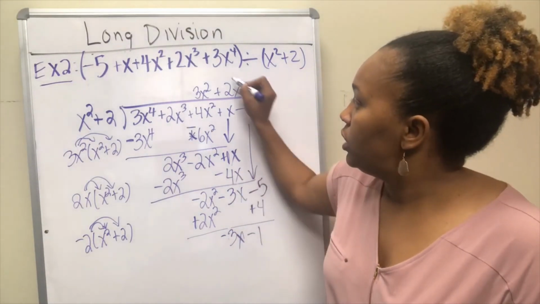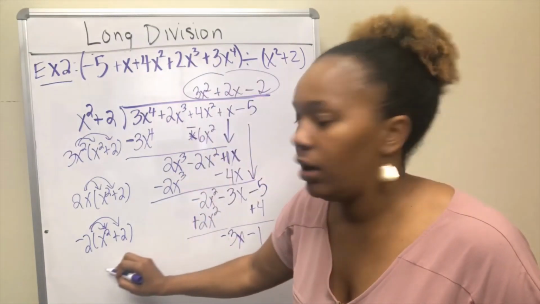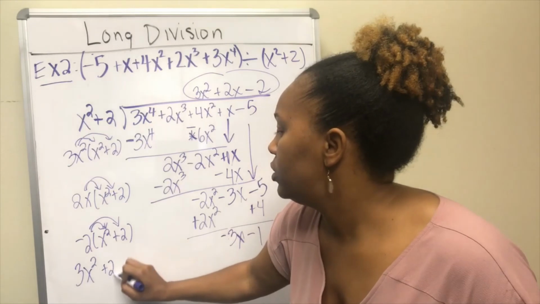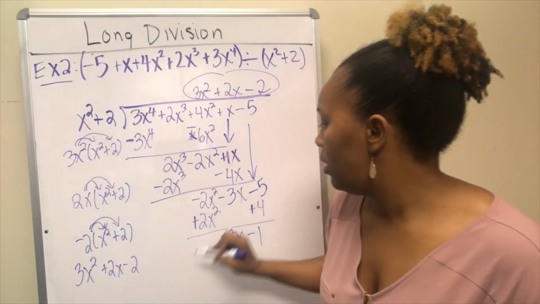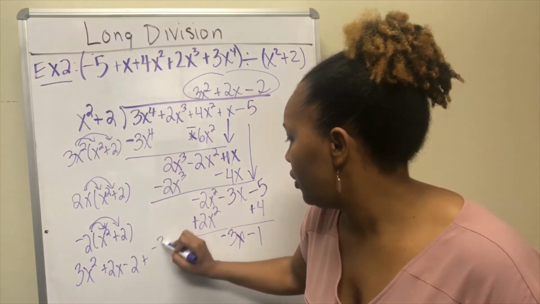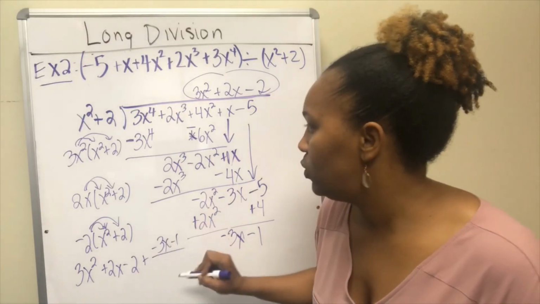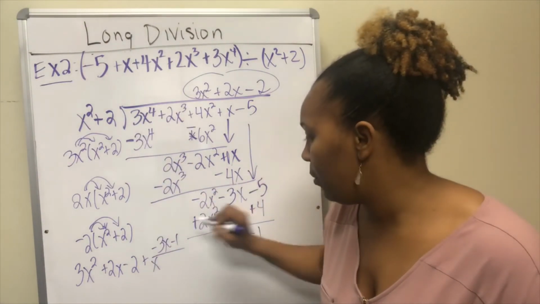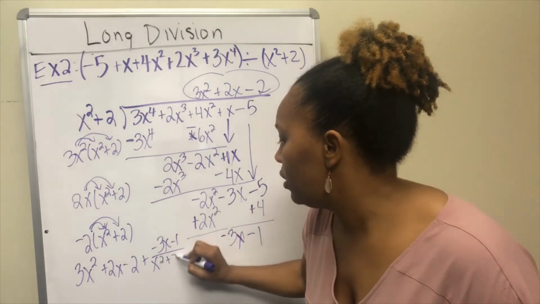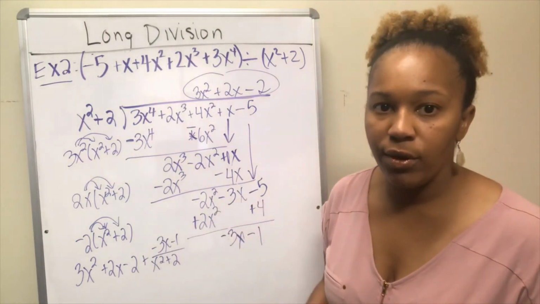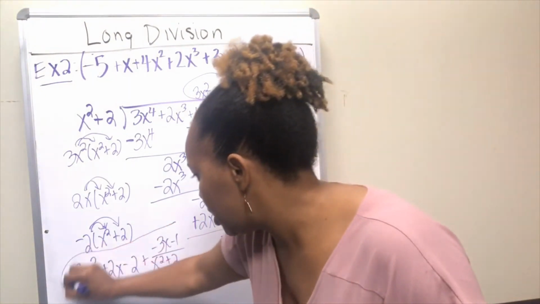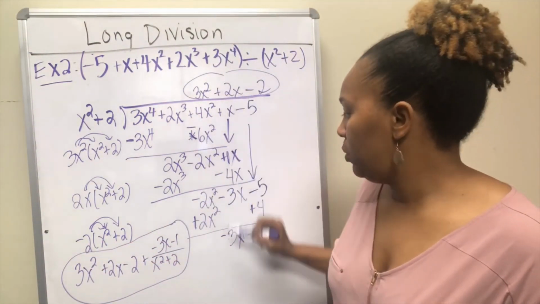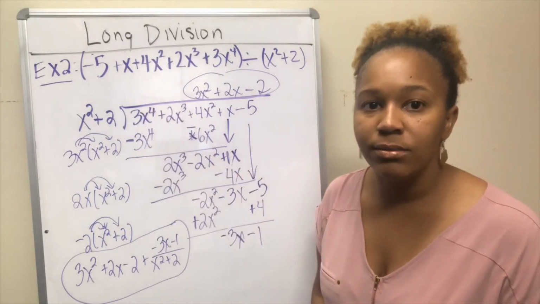So your solution is this quotient right here. So the 3x squared plus 2x minus 2, and then you have to add your remainder, negative 3x minus 1, over your divisor. So negative 3x minus 1 over x squared plus 2. So this is the solution to that division problem. So you have your quotient plus your remainder over your divisor.